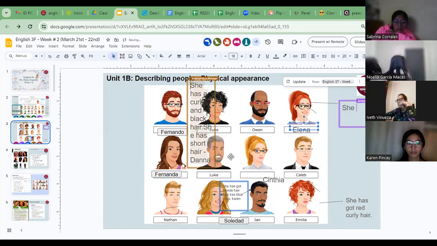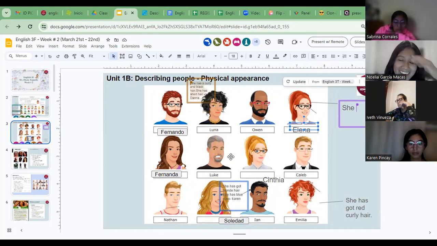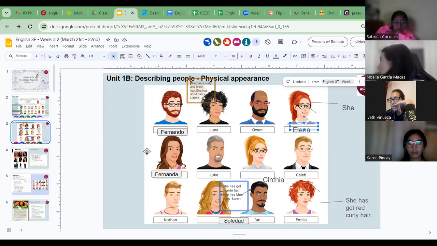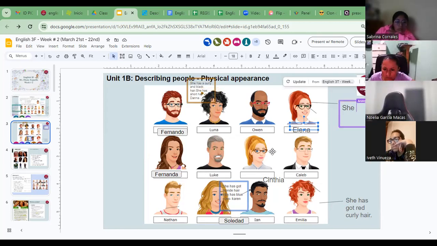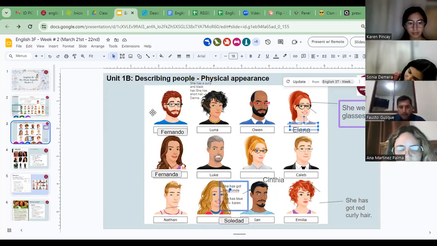Okay, who wants to describe Luke? He's got gray hair and a gray beard. Aha, a gray beard. Good, good. Excellent. Anybody else? Let me see. What about Cynthia?